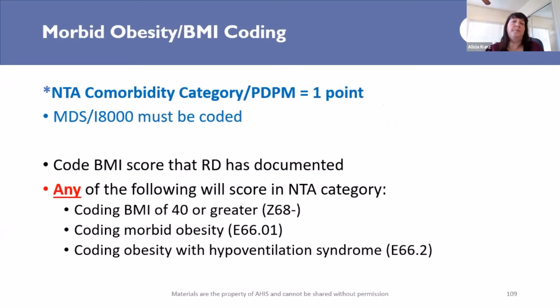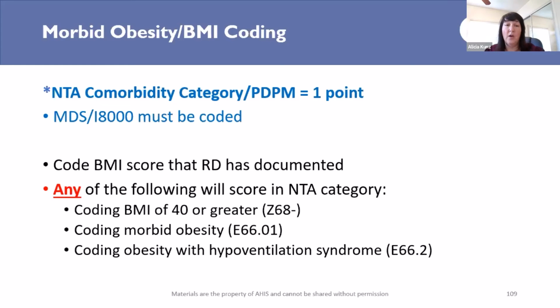So morbid obesity will get you 1 point on NTA. You have to code it under section I-8000. There are 3 options for scoring you into this NTA category. If they have a BMI of 40 or greater, that code will map you into that category. It's a Z68 code. Or the code for morbid obesity will map you into that category. And the code for obesity with hypoventilation syndrome, E66.2, will map you into that category. So any of those 3 will get you there.